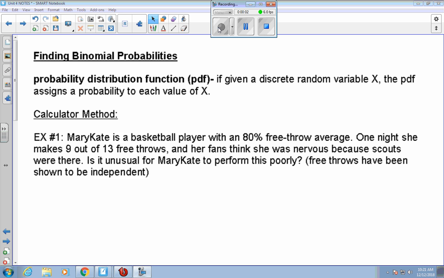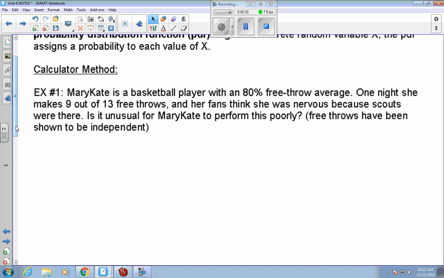Okay. All right, anyways. So here we go. Finding binomial probabilities using your calculator. Okay, so you have the same problem here. You find your n, p, q, x. So your n, p, q, x.